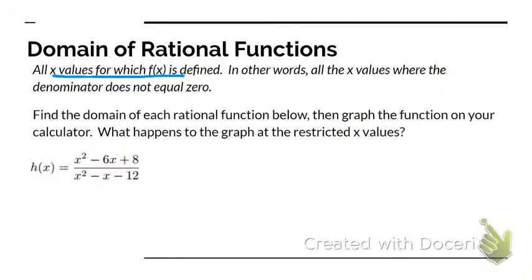So this question says find the domain of each rational function below. So there's just one. I forgot to change this part. So just of the rational function below. Then graph the function on your calculator. And then what happens to the graph at the restricted x values.